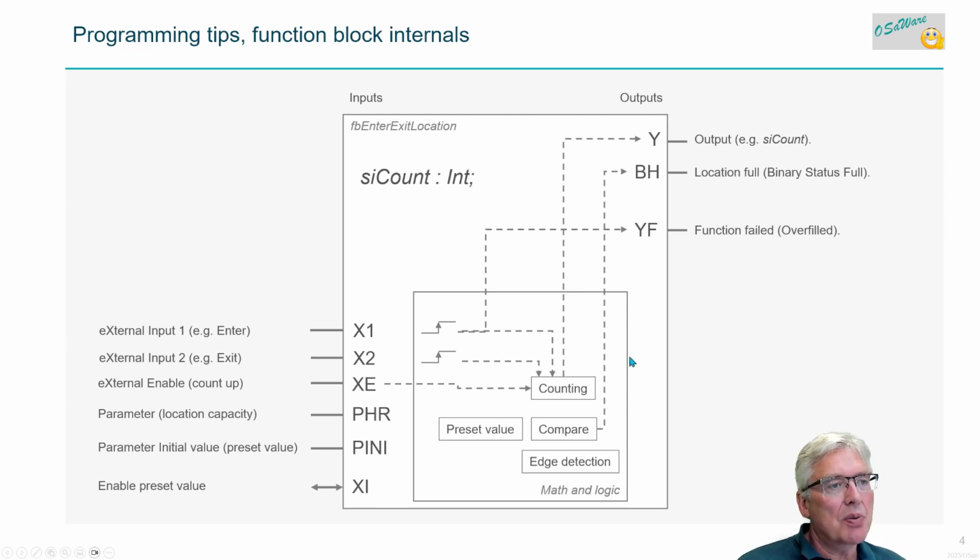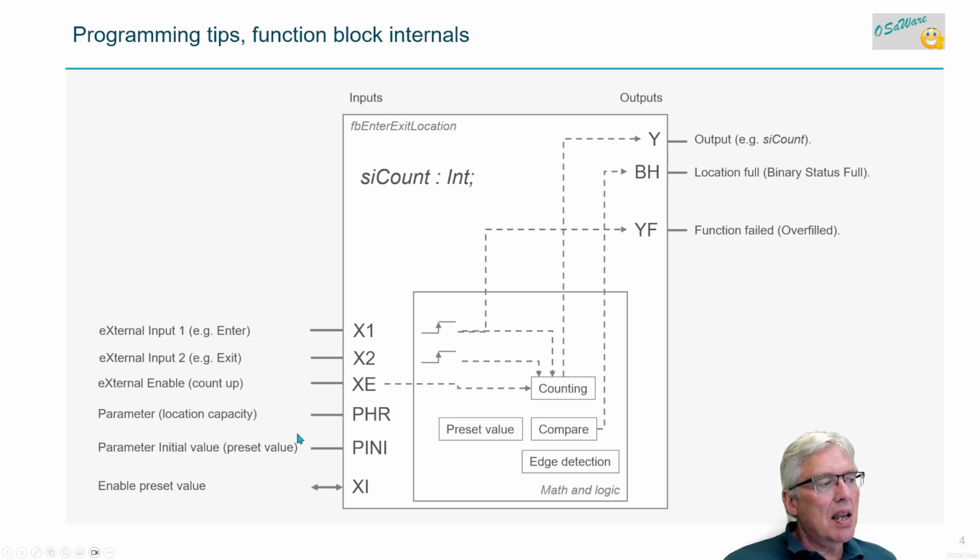Program tips: there's no pseudocode or something like that, but here are the internals. On edges, we should do some counting. This count value should be output here, and then we have to do some comparison here for the BH. If there is an entry and we are full, maybe we should set a failed output. We don't have a reset here, so maybe we could keep the overfilled output until the counting value is below the maximum value.